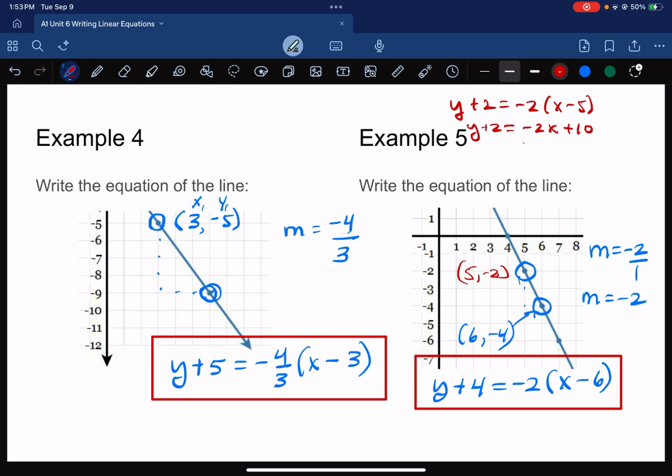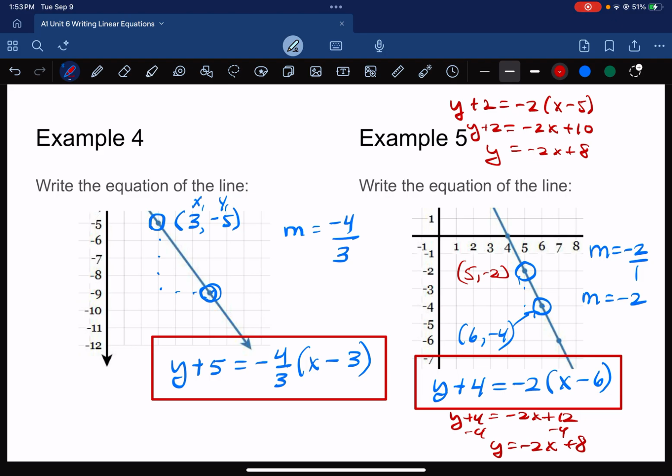And then let's put it in slope-intercept form. Let's subtract 2. And you get -2x plus 8. Well, you get the same thing here. Watch. You're going to go y plus 4 equals -2x plus 12. And then you subtract 4. And you get y equals -2x plus 8 again. So they really are the same line.